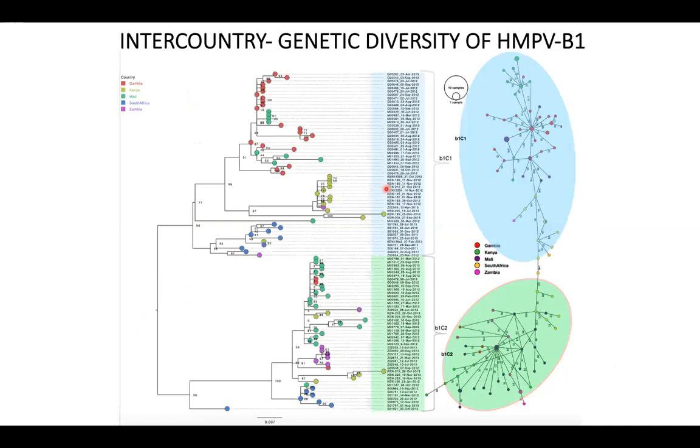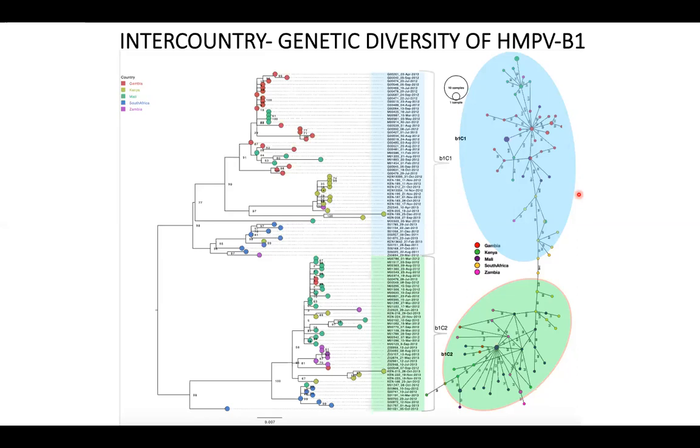How do these patterns compare across the continent? This is HMPV B1. Here we identified two main genetic clusters, shown in blue and green. I've labeled them cluster B1C1 and cluster B1C2, and I'll refer to these clusters later in my presentation. Within a cluster, we see that sequences from close regions largely cluster together. The tip shapes here represent country of sampling. This is Gambia and Mali, which cluster closely together into monophyletic clades. Kenya is isolated there.